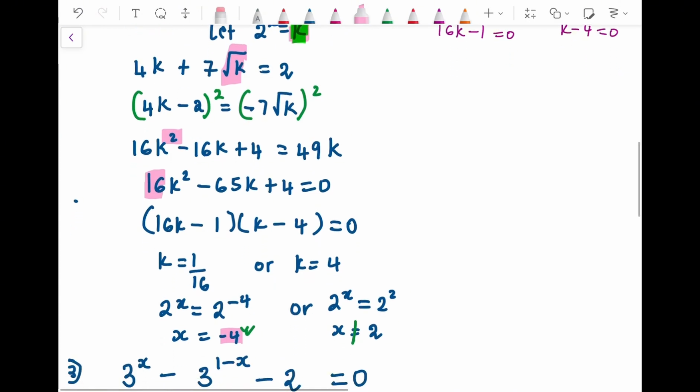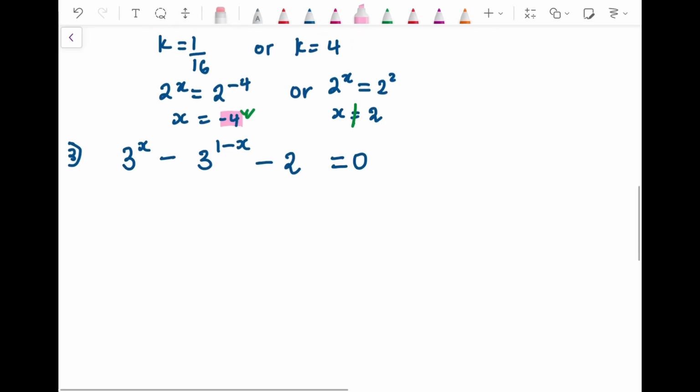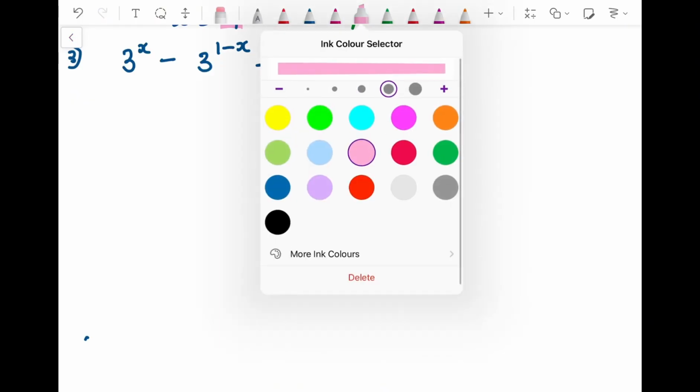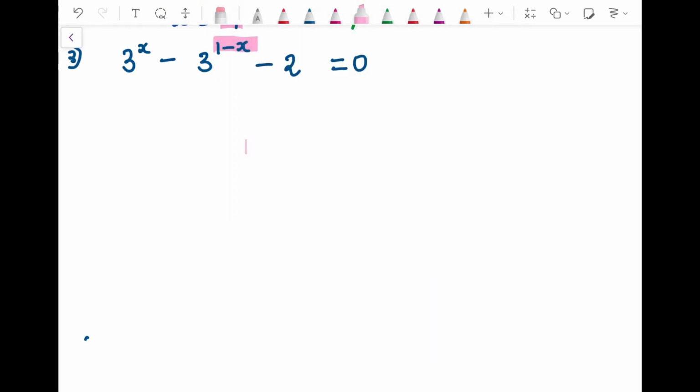And then let me move to the next one. So number 3, very interesting again. We are given these 3 terms, and before I do anything, let me split this, because I can see that I can still split this. So this equation can be written as 3 to the exponent x minus 3 to the exponent 1 times 3 to the exponent negative x minus 2 is equal to 0.